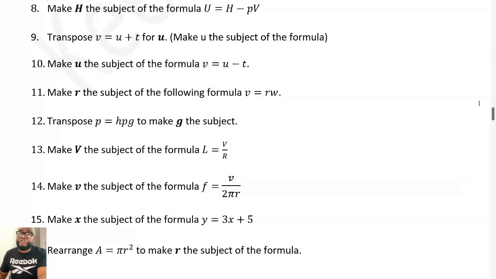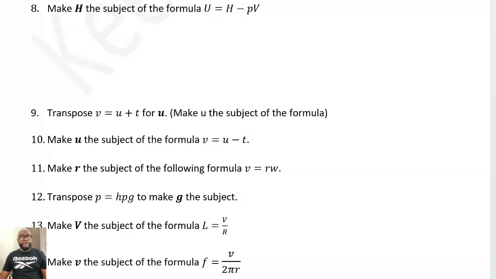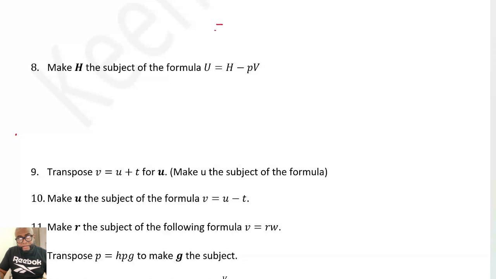Right. So if they ask you to make H the subject of the formula, it's basically a transformation we're going to perform. Anything I ask you to make the subject of the formula, I want that alone on one side of the equal sign. When you have an equal sign, you have the left-hand side and the right-hand side. Now, if H is on the right-hand side, leave it there, because if I have something is equal to H, or H is equal to something, it means the same thing. Cool?